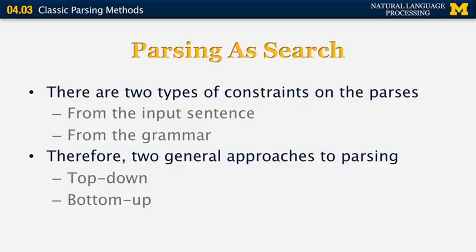So there are two general approaches to parsing as search. One is a top-down method, where you start from the sentence level and you try to expand until you reach a tree structure that matches the input string. Or you can also have the so-called bottom-up method, where you start from the sentence itself and you try to combine adjacent words into constituents and then combine those constituents together until you reach the S level at the top.